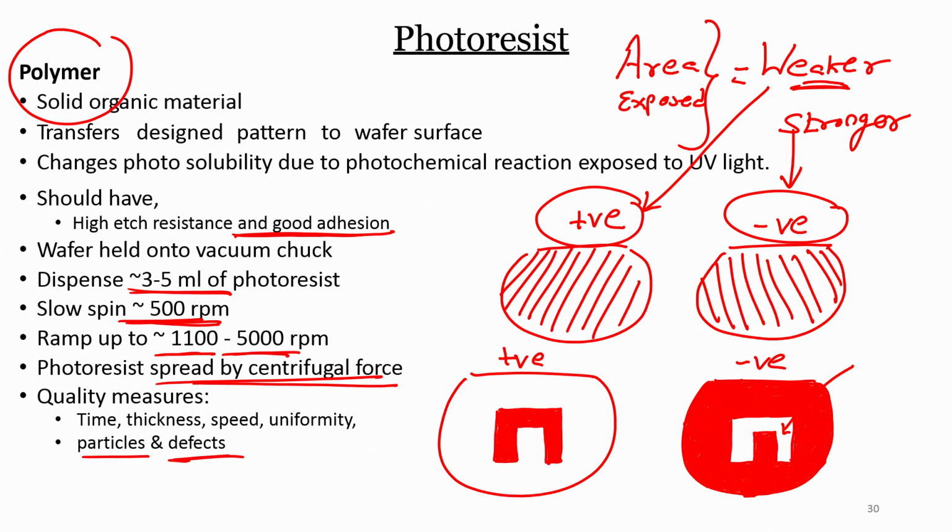Now, if you see here, there is a requirement of slow spin. This slow spin is to uniformly distribute the photoresist onto the wafer, and then we ramp it up to 1100 to 5000 rpm, so that we can obtain the thickness of our desire.